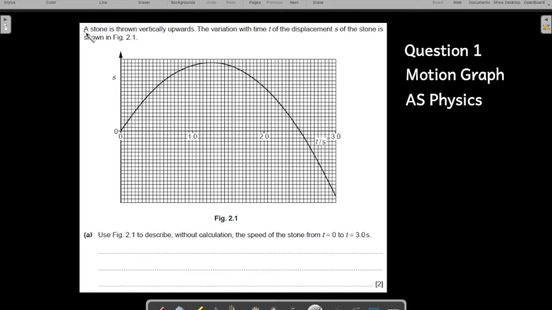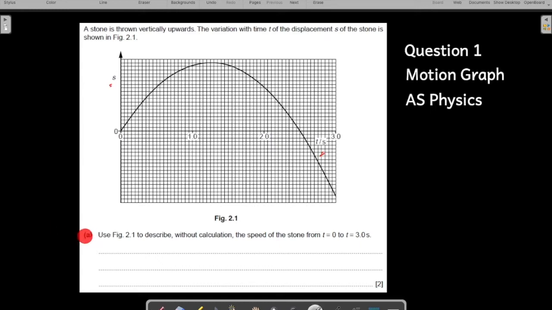So let us understand what is happening. A stone is thrown vertically upward. The variation with the time t of the displacement s of the stone is shown in this figure. So in this figure we are talking about what kind of a graph? We are talking about a displacement time graph. You have displacement and time.